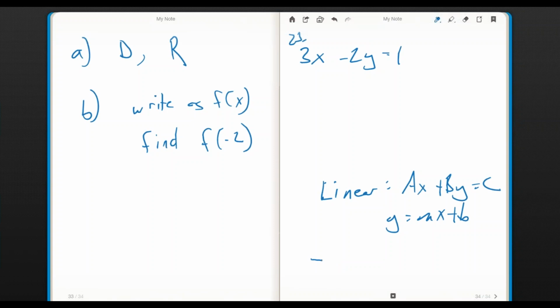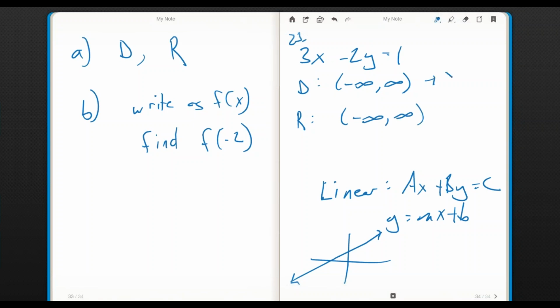So any line, no matter what line it is, when you graph it, remember the domain are the x values, the range are the y values, and a line, if it's just a regular line, the domain will be from negative infinity to infinity, and the range will also be from negative infinity to infinity. The x values start at negative infinity and go all the way across. The y values are all the way from negative infinity to positive infinity. So the domain and range are negative infinity to infinity.